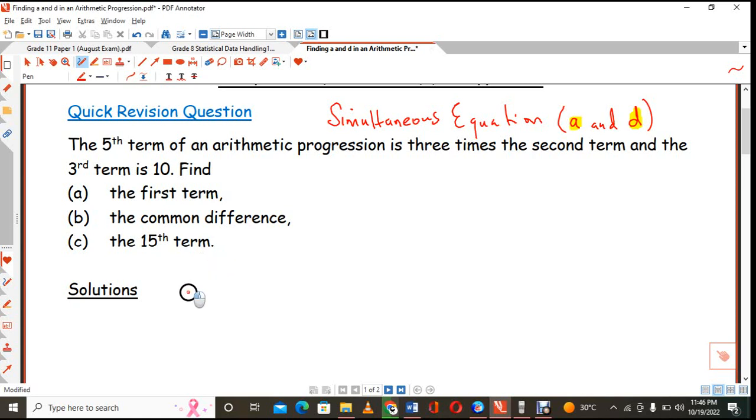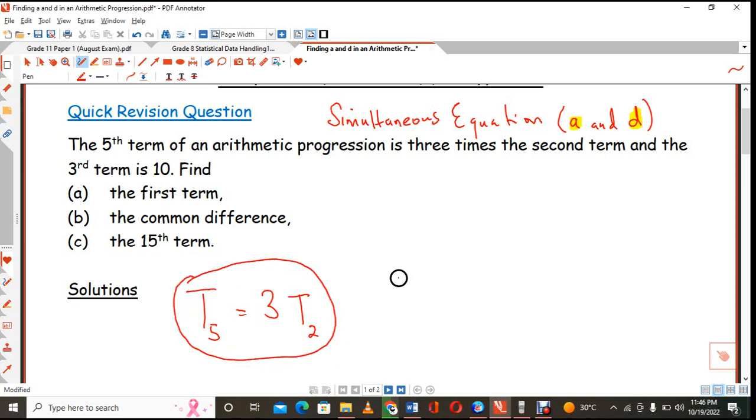Right, so it says the fifth term is equal to 3 times the second term. Okay, so that's one piece of information that we have. The other information that we are given, we are told that the third term is equal to 10.